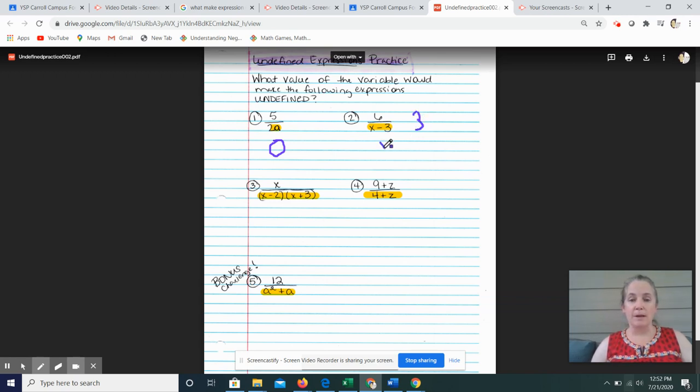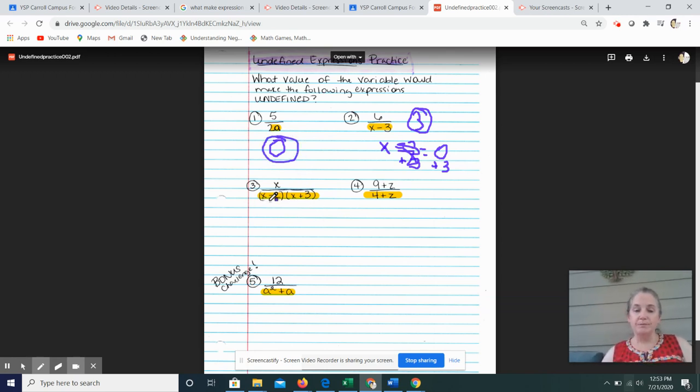But if you needed to set it up as a small equation, you could do this, and to get rid of that minus 3, you would add 3, and you would do it to both sides. So that would make x equals 3, because those would cancel out. So x would equal 3. 3 is what makes that undefined.